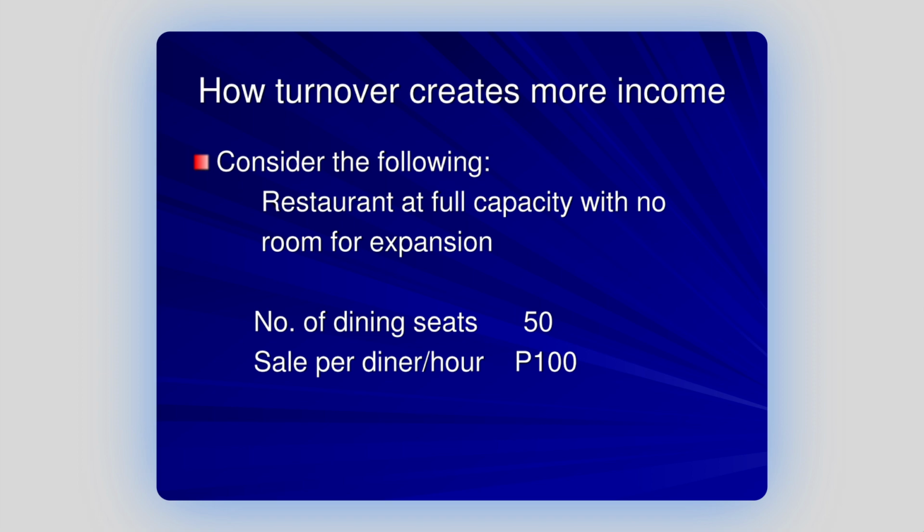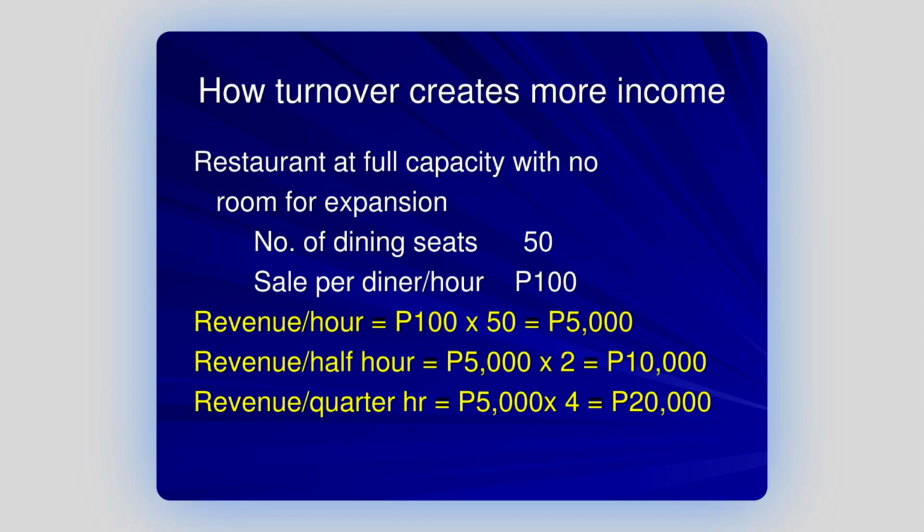No? Okay, number one, restaurant at full capacity with no room for expansion. Ibig sabihin, number of dining seats, you have 50. Sale per diner an hour is you have 100. So, if you have full capacity, magkano yung revenue mo? 100 times 50 is you have 5,000. Revenue at half an hour, 5,000 times 2, you have your 10,000. Revenue in terms of quarter is you have 5,000 times 4, which is 20,000.